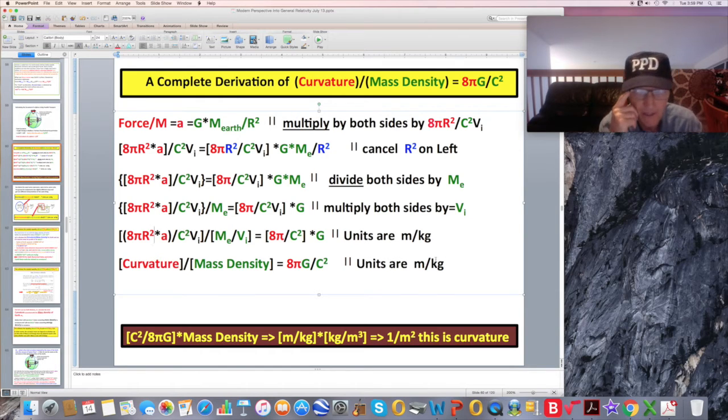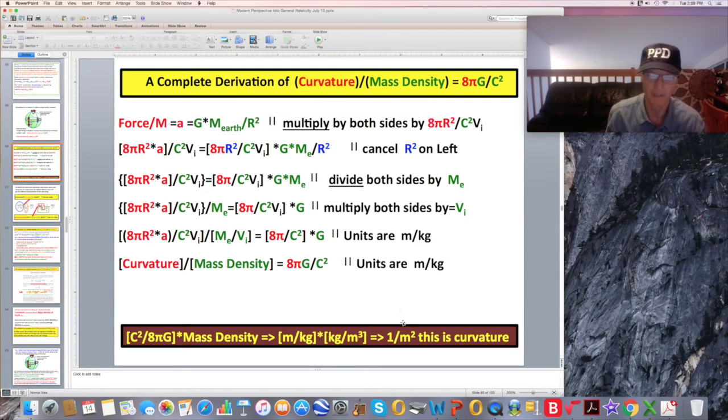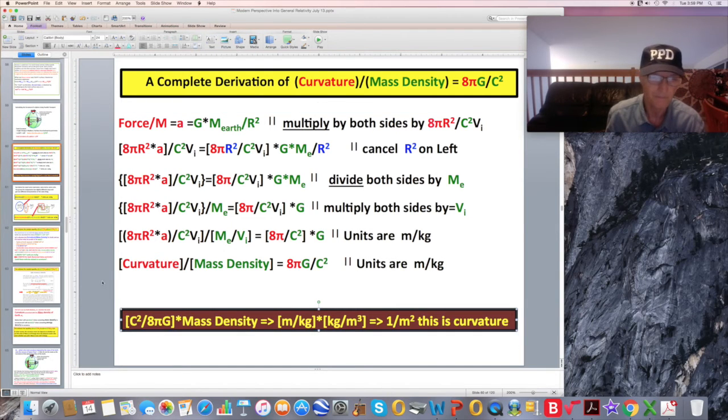Now, it's really cool. I'm going to show you one application. Move it up a bit. If you take c squared divided by 8 pi g, like you invert it, and then multiply it by the mass density, you get 1 over meters squared. And this is curvature.